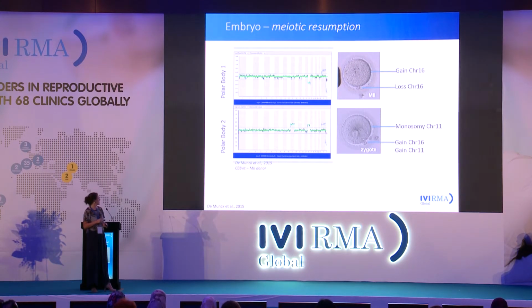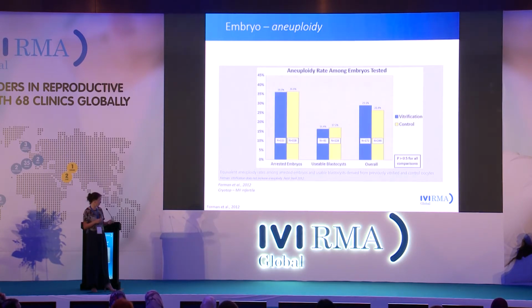And then there was also a gain of chromosome 11, so it means that the zygote has a monosomy for chromosome 11. For all the oocytes that were analyzed between fresh and vitrified donor oocytes, we did not observe any difference in the aneuploidy rate.